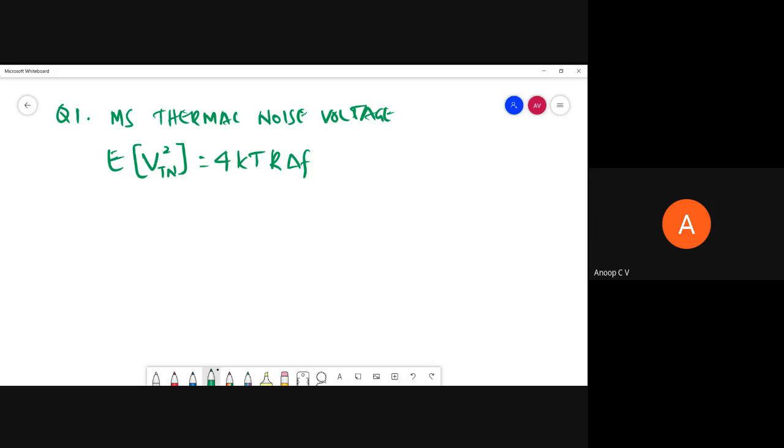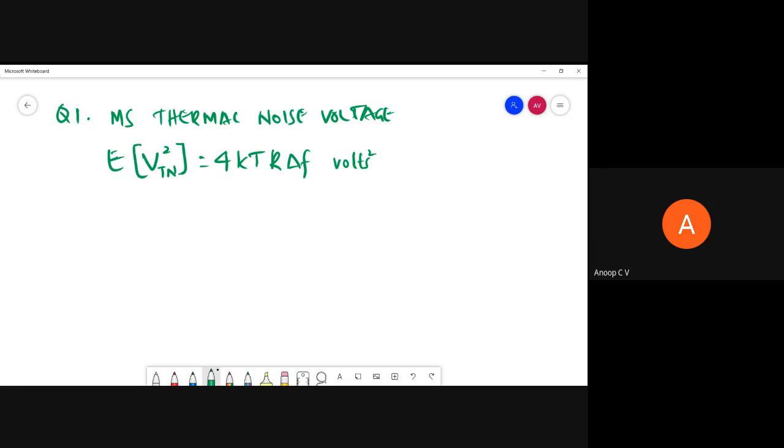In some textbooks they are using capital B for bandwidth. Anything would be fine. If it is 4 kTBR or 4 kTR delta F, anything would be fine. So the mean square value of thermal noise voltage is given as 4 kTR delta F. Its unit is volts square, right? The question is, what is the maximum noise power it can deliver to any network?